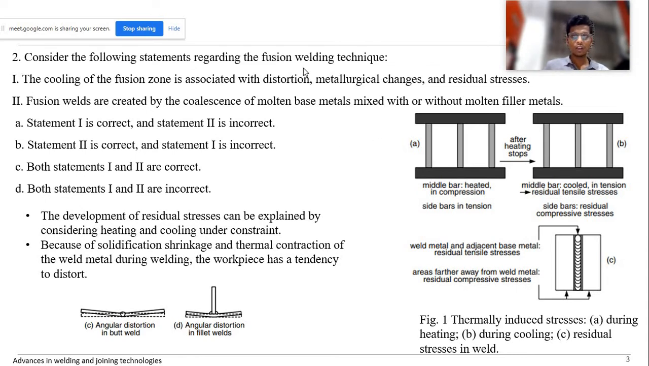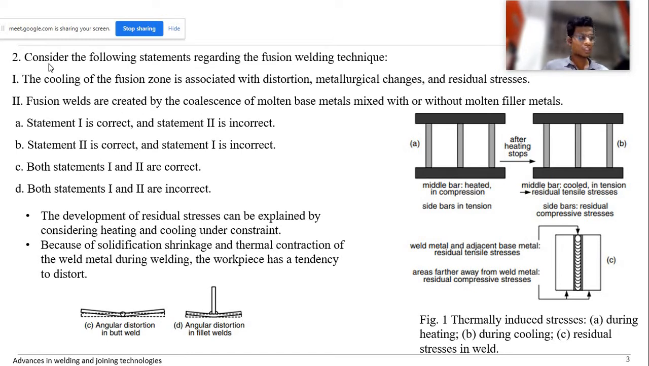So again, metallurgical changes will be there, and also residual stresses, as I explained, and also distortion will be there. So these are not avoidable, but we need to reduce them based on our strategy so that we can improve the weld quality. So we understood that residual stresses, metallurgical changes, and distortion will be there. And as this second statement is directly a definition, this is also true.